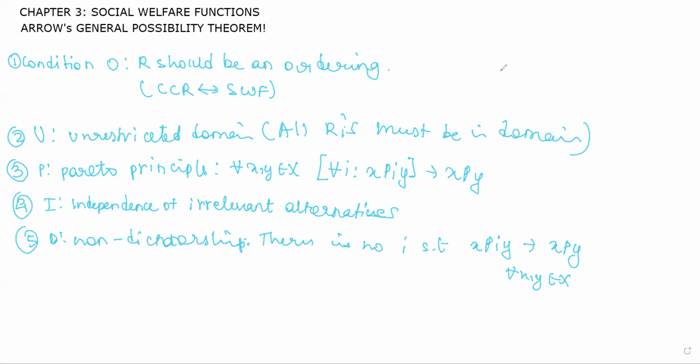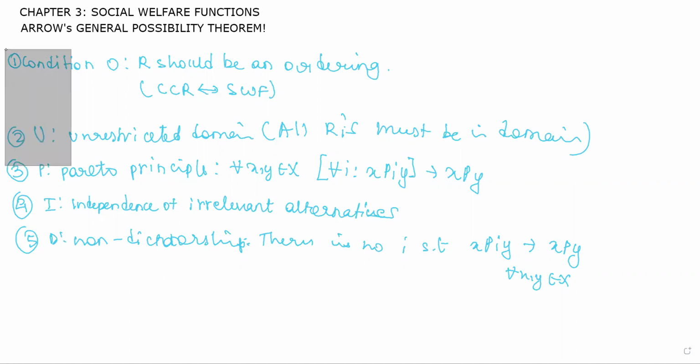The intellectual leap is in the fact that these five conditions are so very reasonable, very, very innocuous, very innocent. You would think that any social choice theorem, any collective choice rule, you would want having these characteristics. Sorry for that slip of tongue.